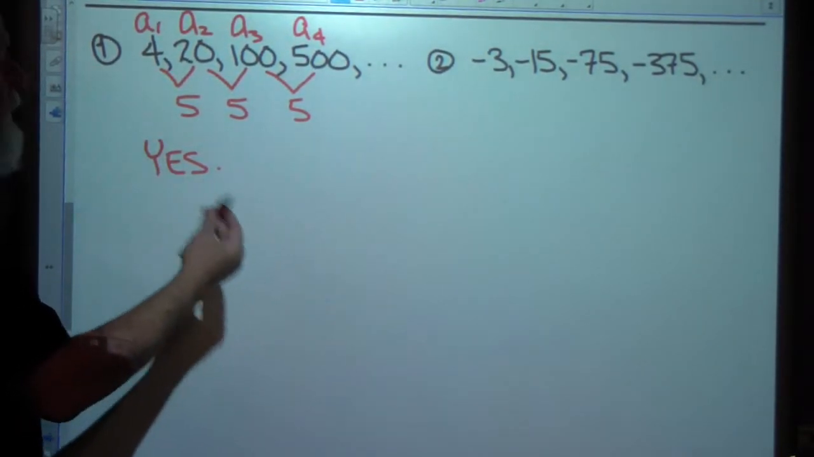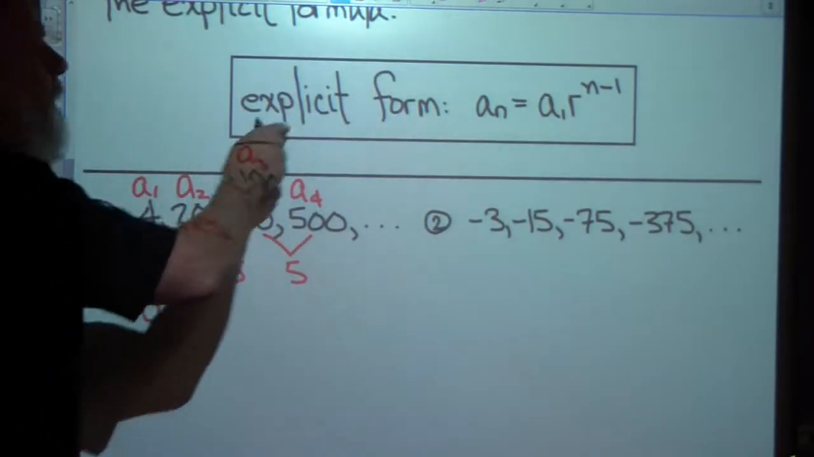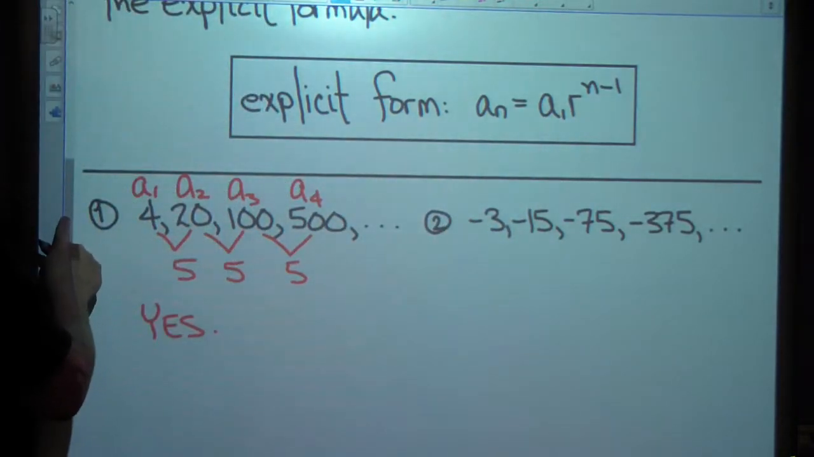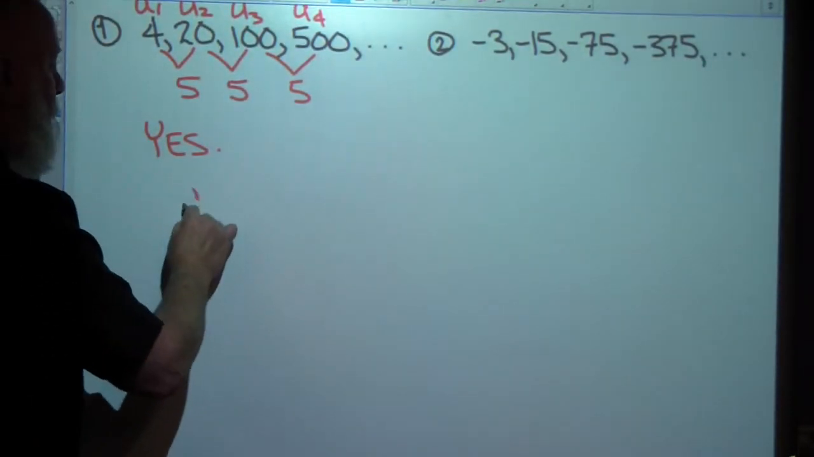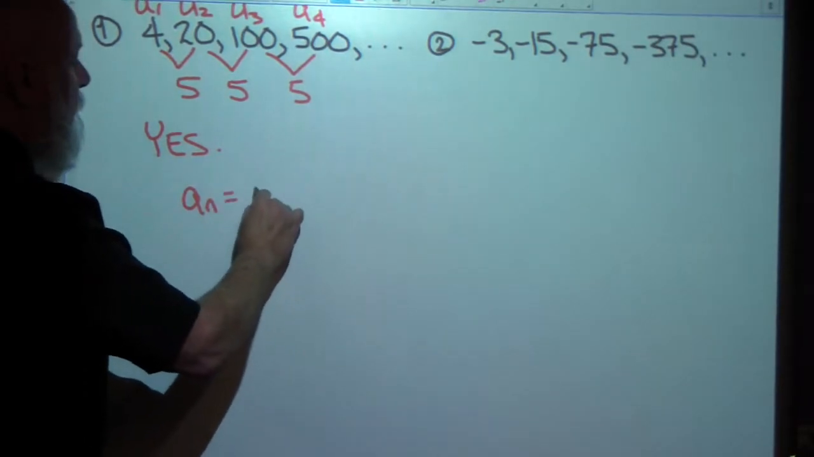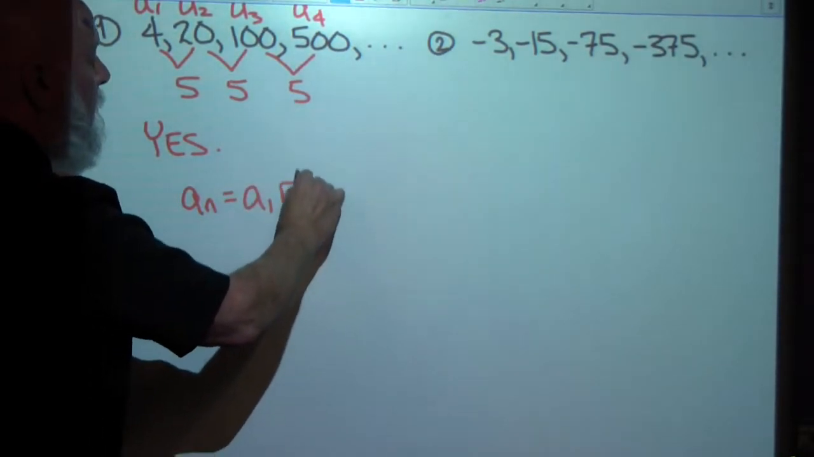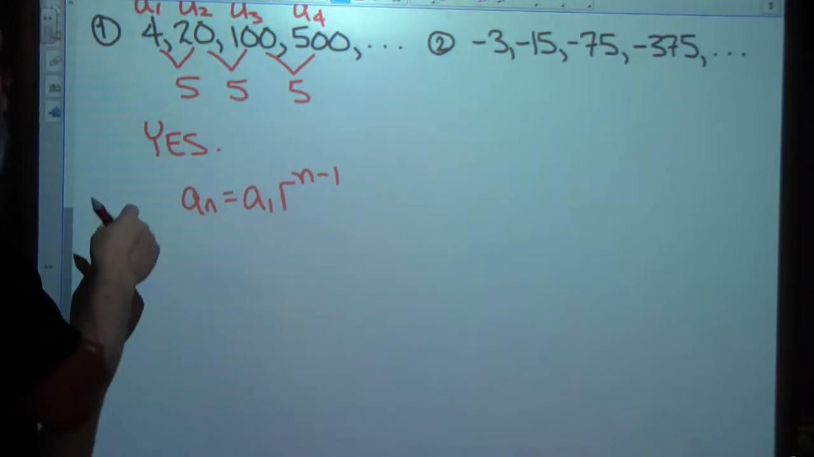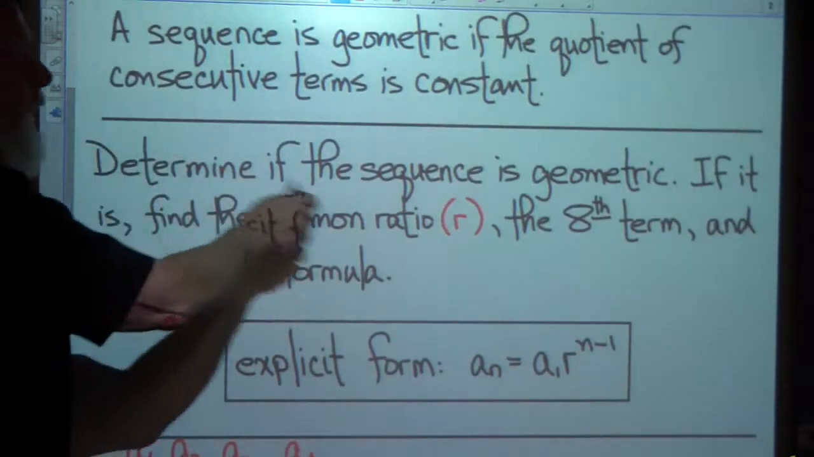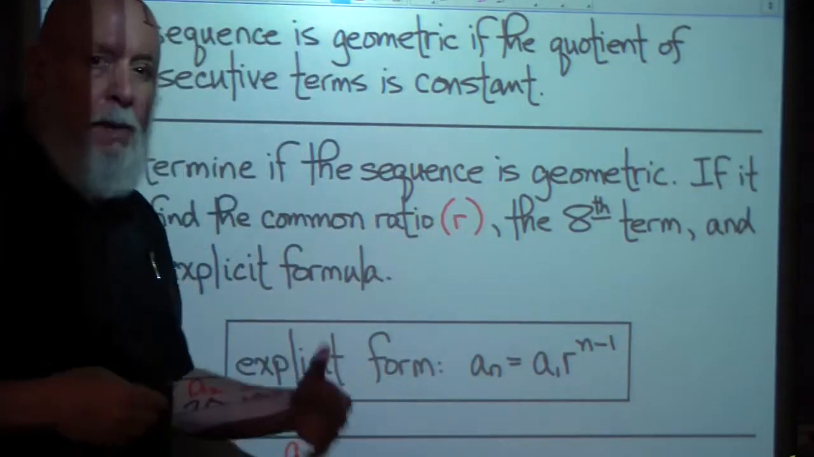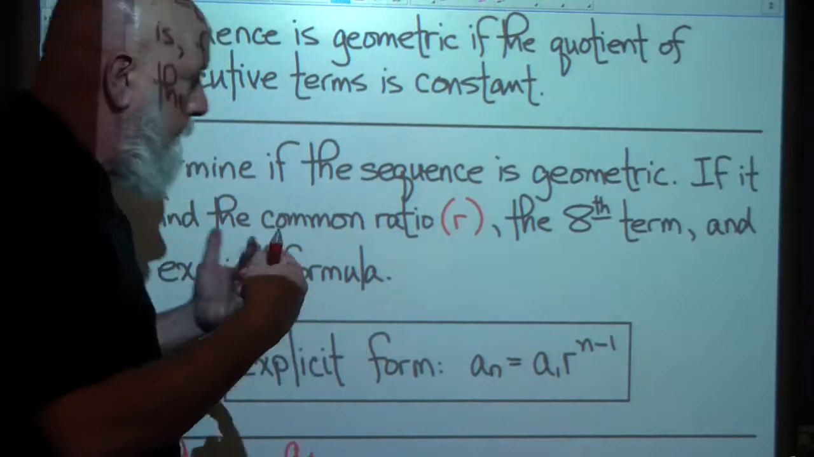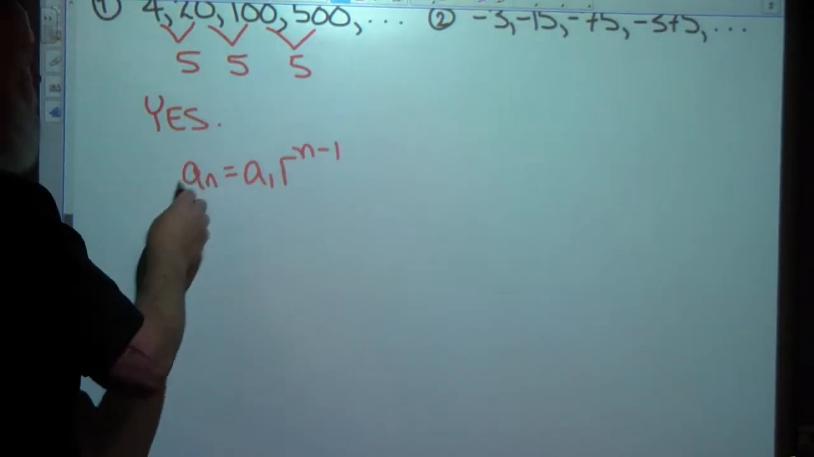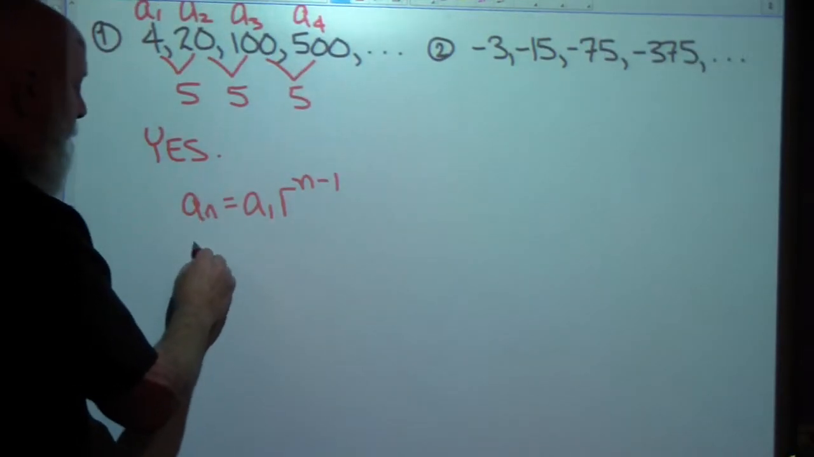Well, in order to do that, we have to have the explicit form, which is right here. Explicit formula, a sub n is equal to a sub 1 times r to the n minus 1. That's our general case. And we're going to look for a specific case. We're going to look for the 8th term, because that's what they asked us to do. Again, you might be asked to find the 20th term or the 5th term or something like that on the worksheet. It won't always be an 8. So here we go. I'm looking for the 8th term.